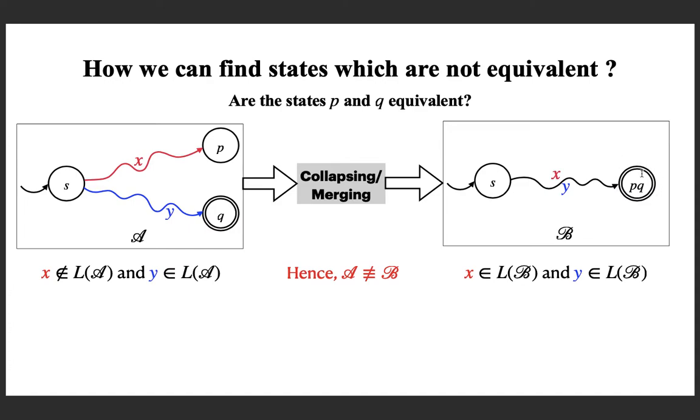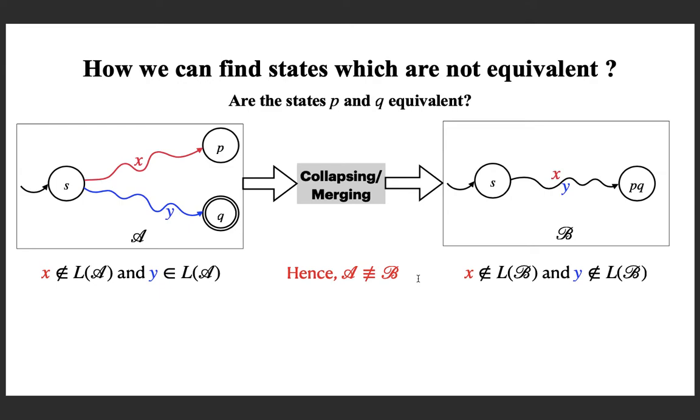Now, maybe you can try the other possibility of making PQ a non-final state. Then what is the case? Both X and Y are not in the language. So, here Y is going to distinguish, because Y is in the language of A and not in the language of B, so they are non-equivalent.